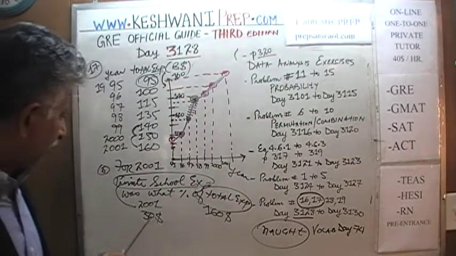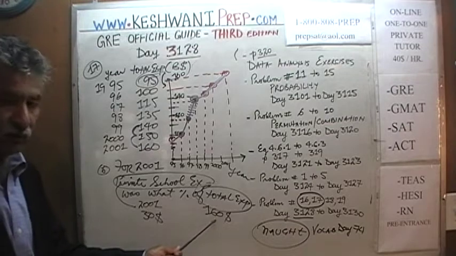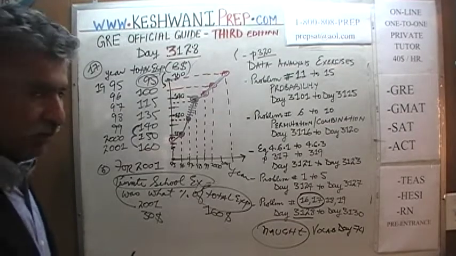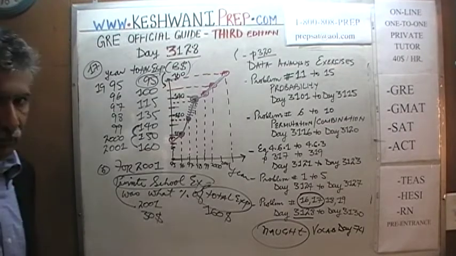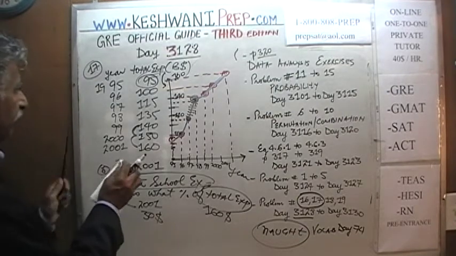So the question is, 30 is what percentage of 60? Rather, 30 is what percentage of 160, not 60. Had it been simply 30 is what percentage of 60, it would have been 200%. 30 is what percentage of 160? Let's do it up here. We don't need any of this anymore.